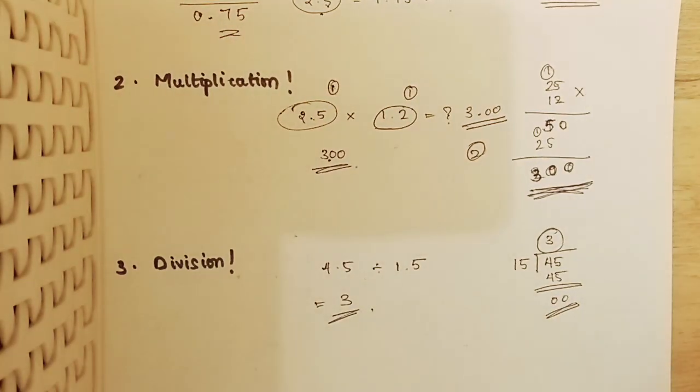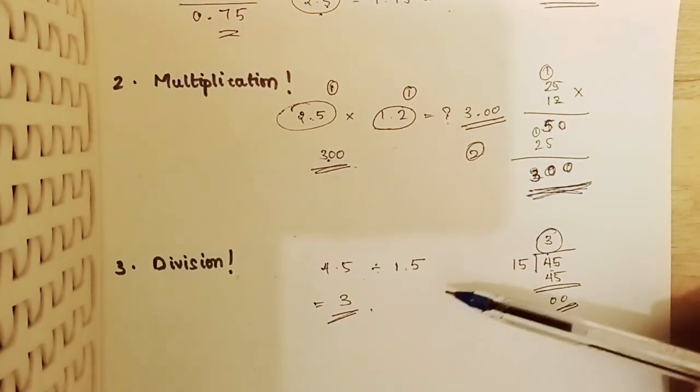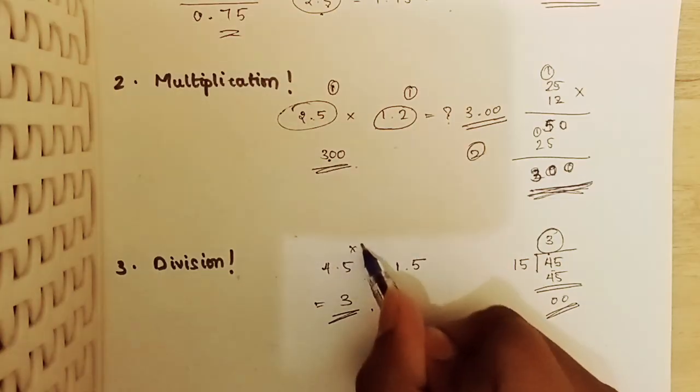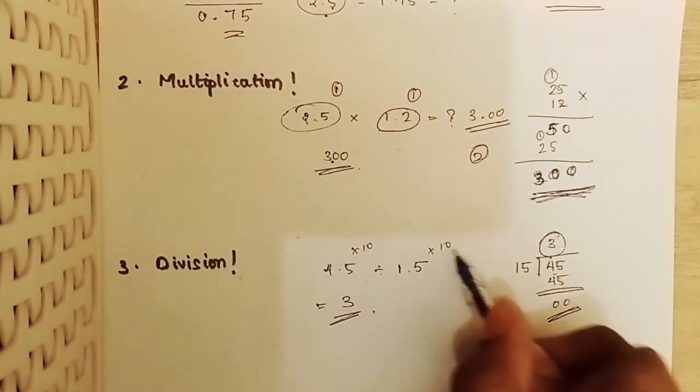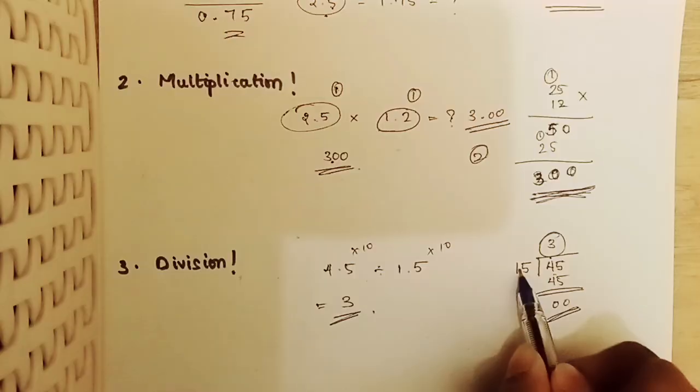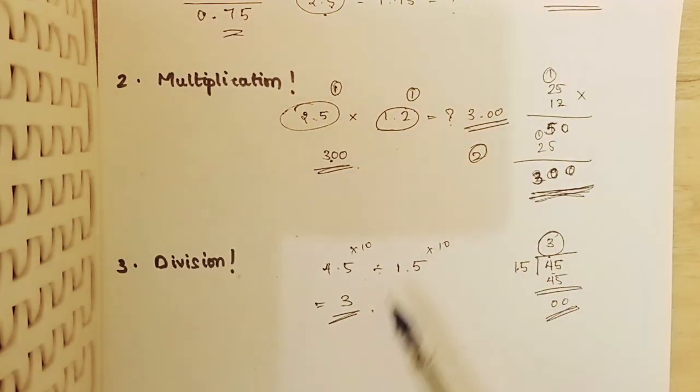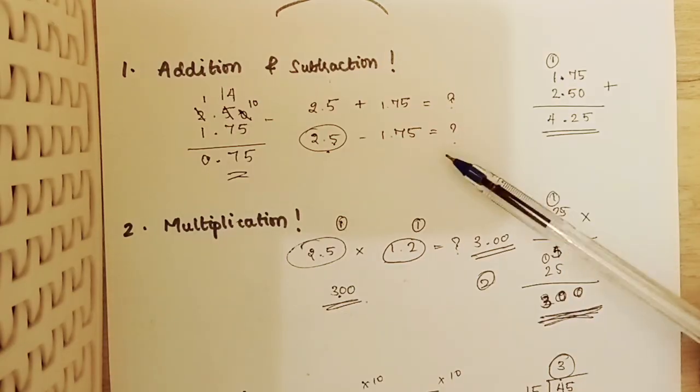So this is how you find the answer. Do it without the decimal points and then get the answer. Or in the same way, just multiply 4.5 into 10 and 1.5 into 10. That is again 45 divided by 15, and you'll get the answer. So this is how you do division, multiplication and addition and subtraction of decimals.